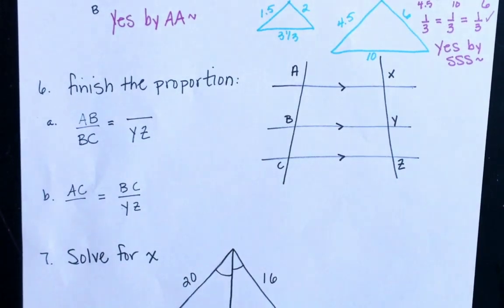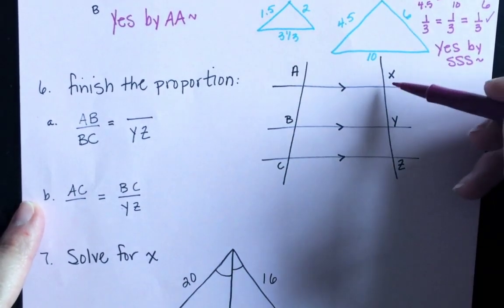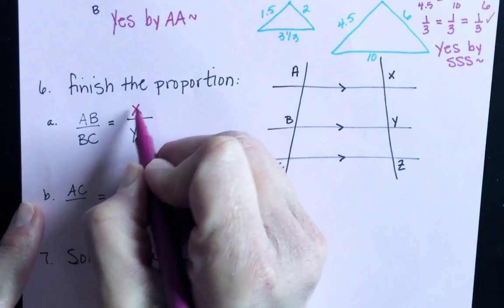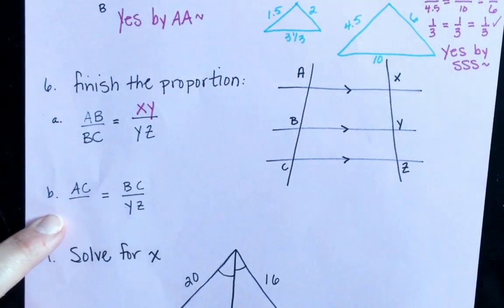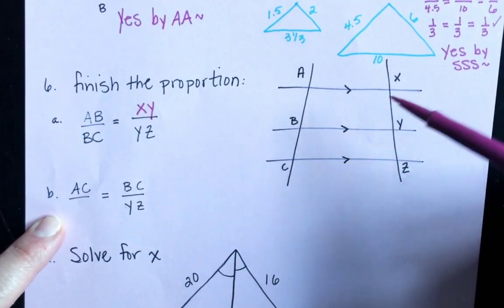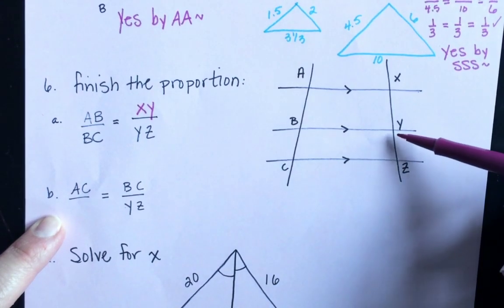Good. So you are correct. AB over BC, so top, bottom, should match top, bottom. So we do have X, Y here. Nice job, everyone. And then if I want to talk about the next one, AC over something would be the same as BC over YZ.